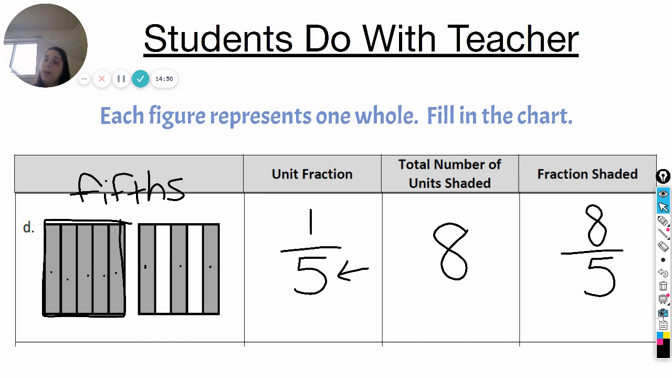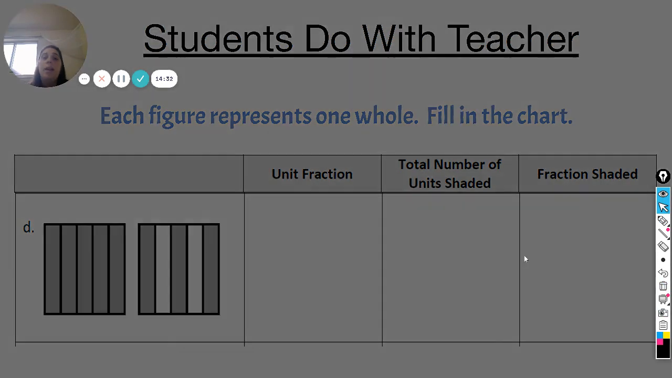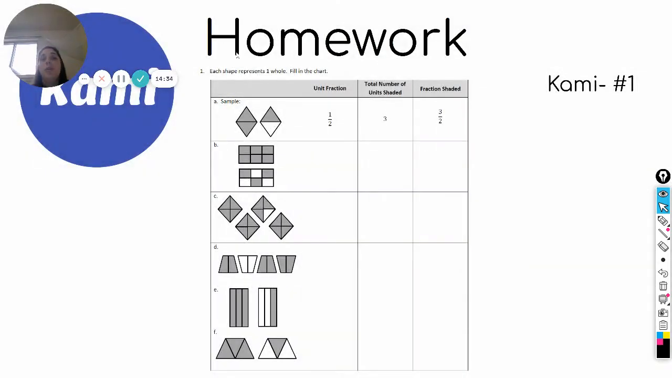Okay, let's take a look at what you're going to be working on by yourself today. Your homework is number 1, which is filling in this whole chart. You can see that they already did this part for you up top as an example. That can help you remember what we did today, so you remember what you're filling in each box.